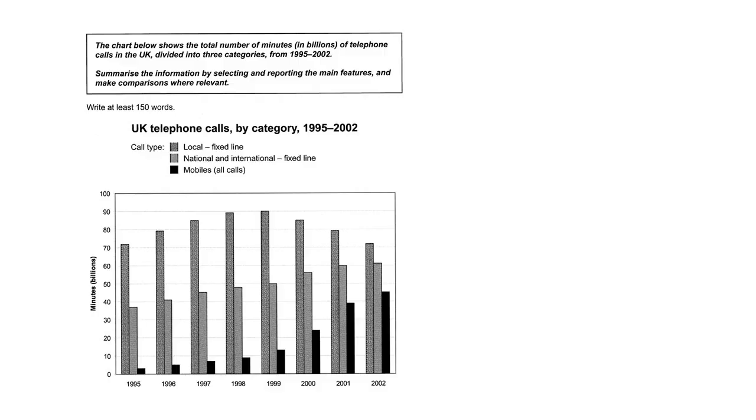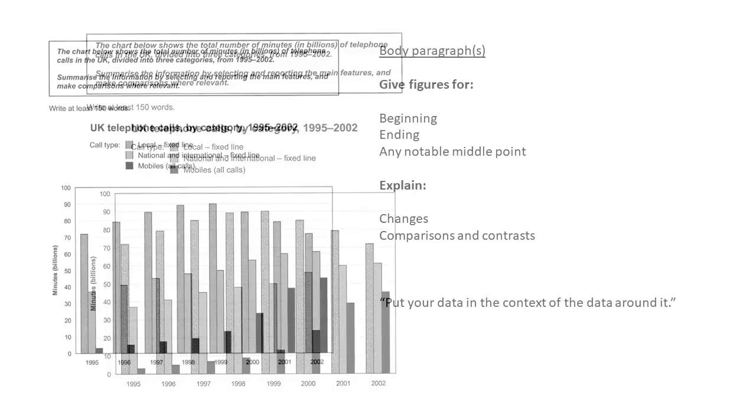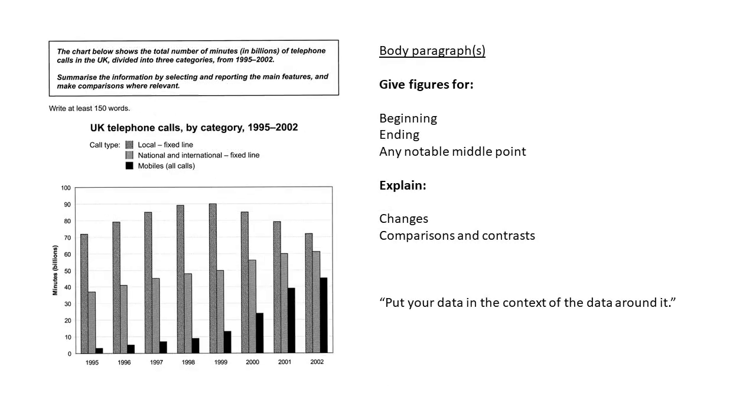Let's go to my overview. I said, overall, while local fixed line calls were the most common, the top one, both national and international fixed line and mobile calls showed an increasing trend over the period, with mobile calls showing the most significant increases later in the period. As you can see, top one, both increasing, particularly mobile phone calls.